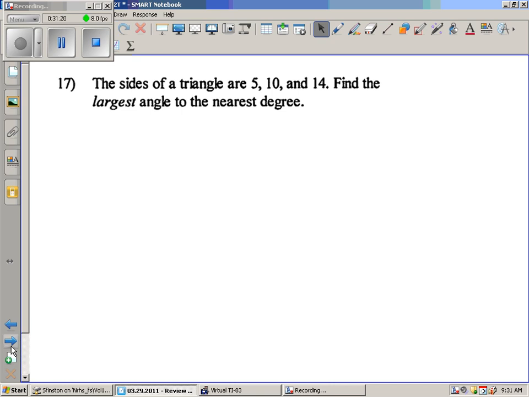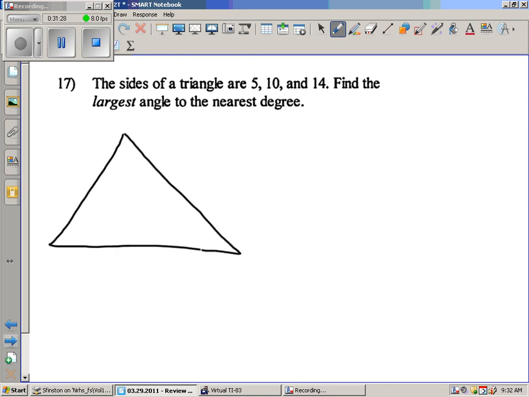The sides of a triangle are 5, 10, and 14. Find the largest angle to the nearest degree. We're going to do the same thing. But some foolish person is going to run out of time. You know why? They're going to do all 3 of the angles. While you're not wrong, what's the shortcut?